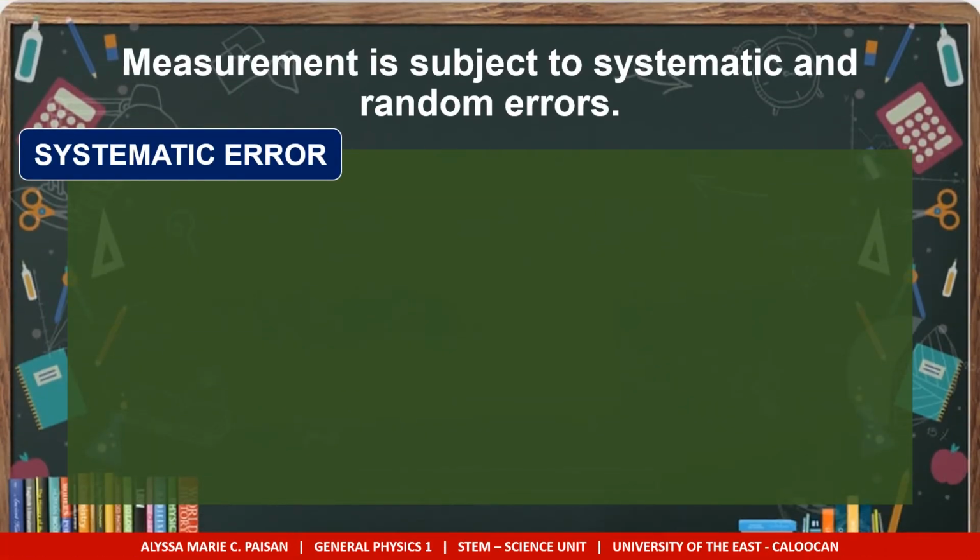Okay, the next thing that we should know about measurement is that measurement is subject to systematic and random errors. Let's first define what systematic error is.